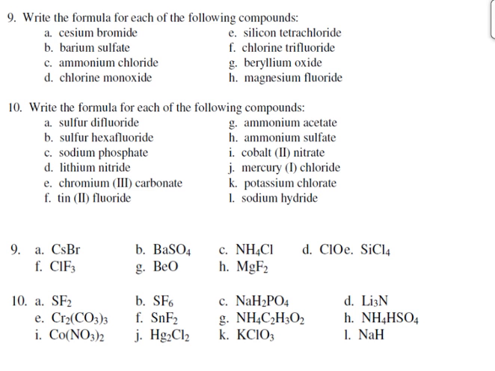So knowing how to say, okay, this is cesium. Cesium is Cs, and then bromide is Br. Bromine's a -1. This is a +1. Those charges balance. CsBr. Knowing how to do that is key.